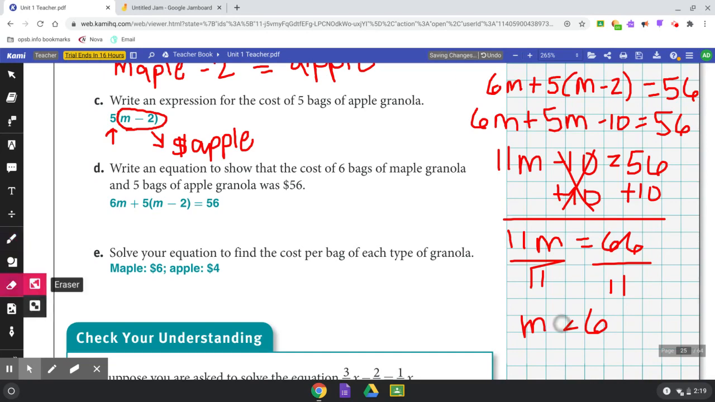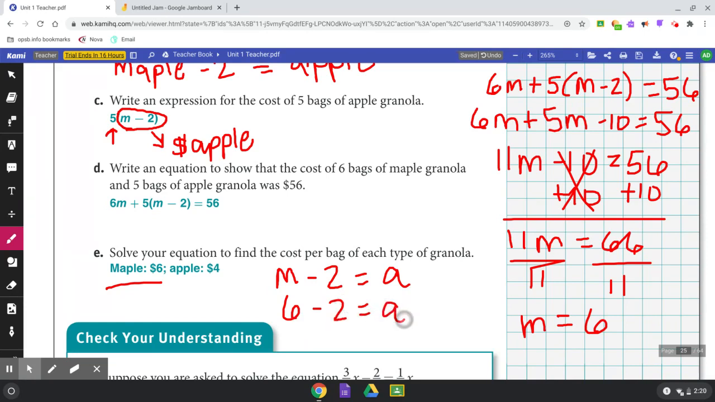What does that mean? What does M equals 6 mean? Well, what does the variable M represent? M represents the cost of maple. So what does that mean? Maple costs $6. Well, if I know that maple costs $6, how can I find the cost of apple? Well, we know in this scenario that apple was $2 less than maple. So maple minus 2 equals apple. So 6, because M is 6, maple is $6, minus 2 is apple. So that means that apple is 4. Apple is $4. Okay, so that completes activity 2-3.